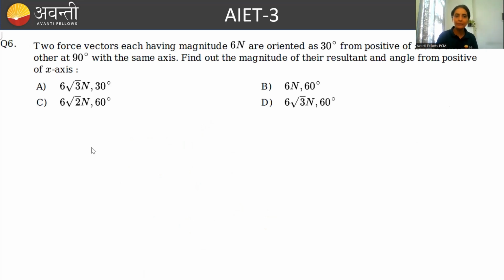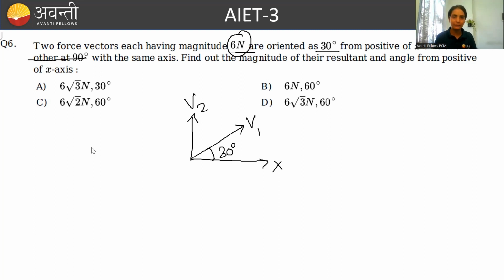There are two forces, each having a magnitude of 6 Newton. One is oriented at 30 degree from the positive x-axis and the other at 90 degree with the same axis. Done. So let's draw the vectors first. Both the forces have equal magnitude, that is 6 Newton. One vector is making an angle of 30 degree from the positive x-axis and the other at 90 degree. Call it vector 1, call it vector 2. It is like this. Done.